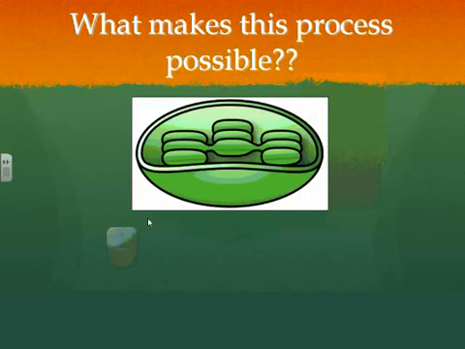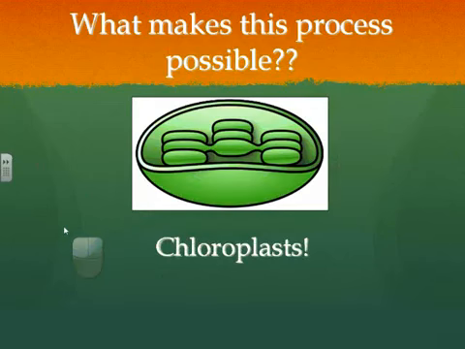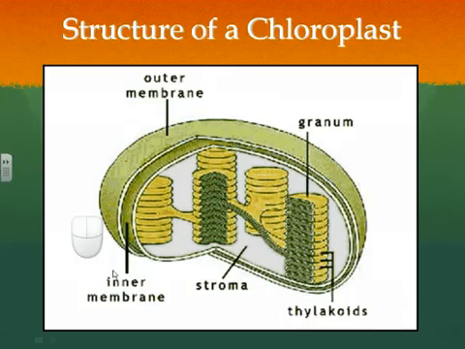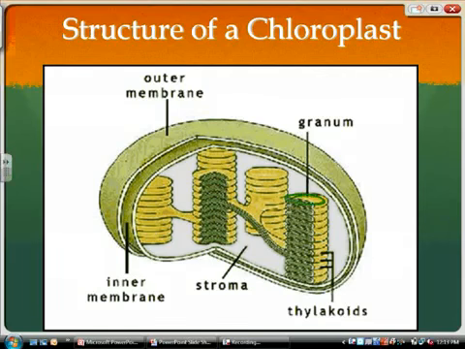So what makes this all possible are the chloroplasts, those specialized structures. If you look at the structure of a chloroplast, you have some specific things located in it. You have a thylakoid. That's called a thylakoid, one little disc. A stack of all of these discs is called a granum. And then you've got all the space in between, which is called the stroma.